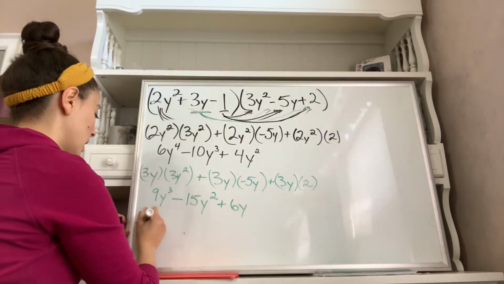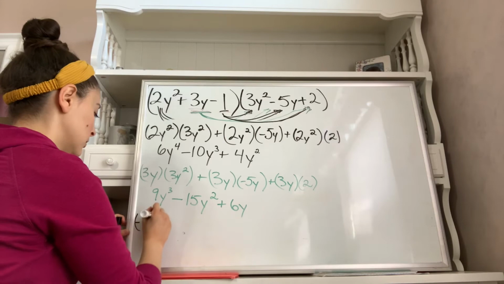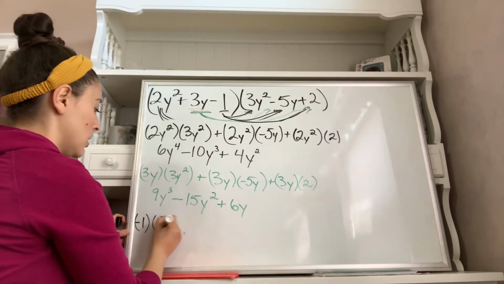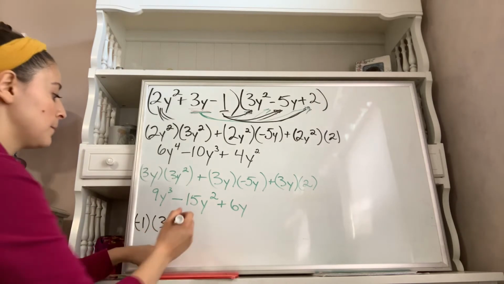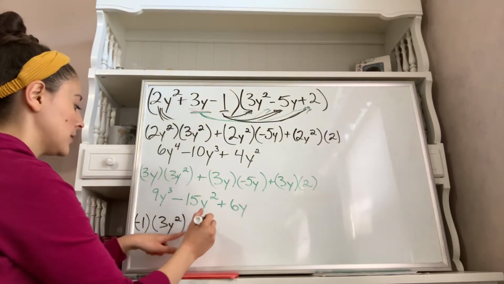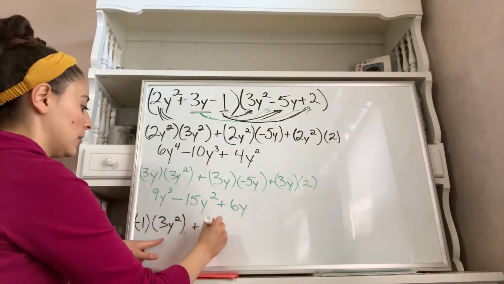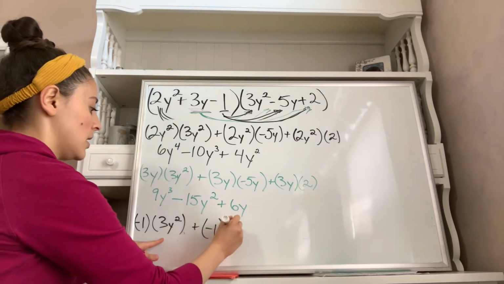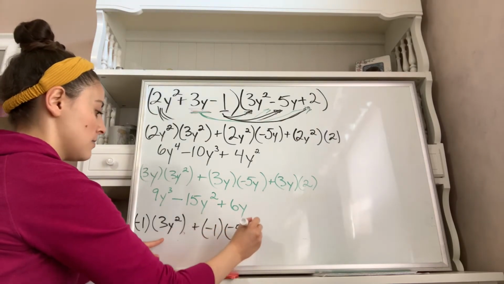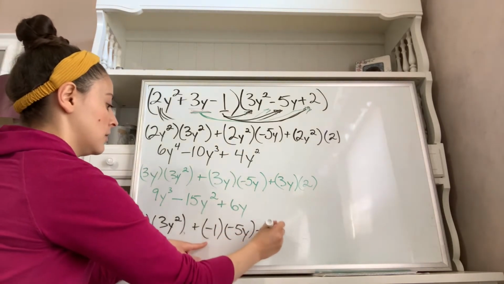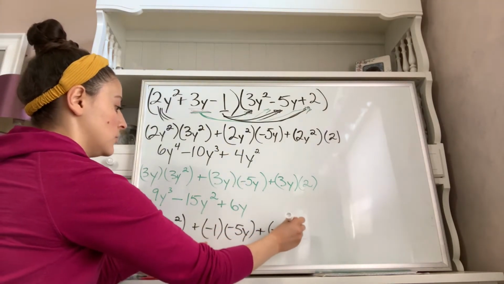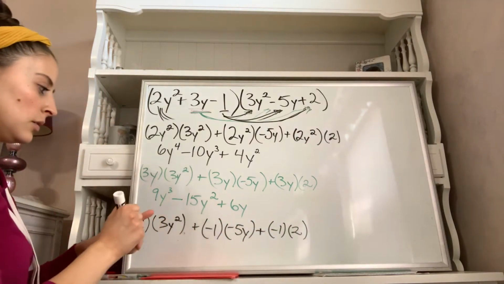So we have negative 1 times a 3y squared, okay, plus, always plussing, negative 1 times a negative 5y plus a negative 1 times a 2, okay?